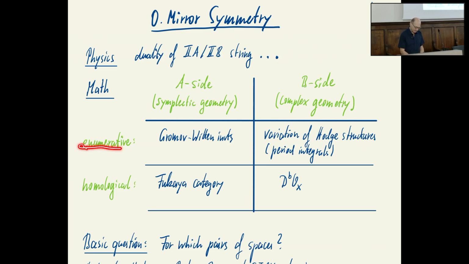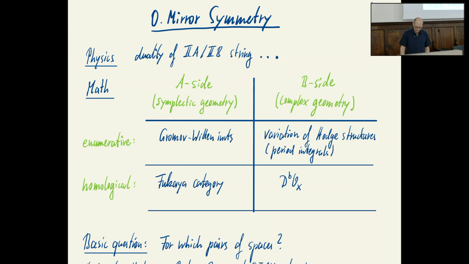And then there are these two basic aspects, enumerative and homological. Enumerative is this very first observation that you can compute the Gromov-Witten invariants on the geometry of one side, so counting curves, by doing period integrals, integrals of the holomorphic n-form over an n-cycle, and varying the complex structure on a completely different geometry. That came out of nowhere. So this is what started this field.